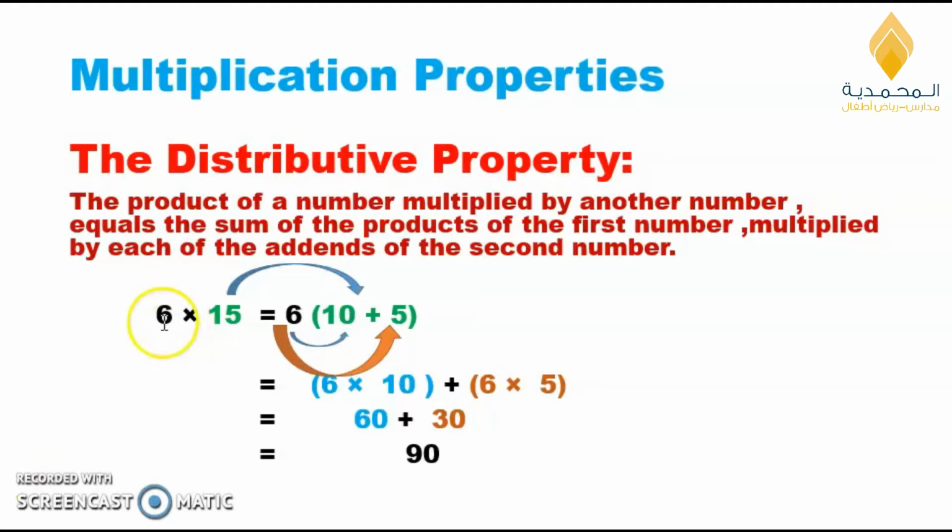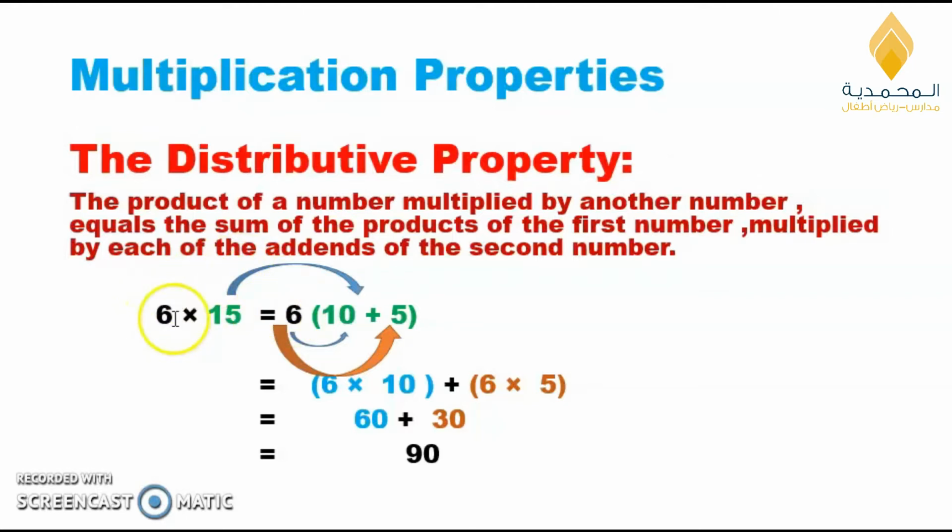For example, if we have 6 times 15, look at the 15. We're going to break it down into 10 plus 5, right? Because the place value of the 1 is 10, and the place value of 5 is 5. So 15 equals 10 plus 5. Put them between brackets, which is an important step, and multiply by 6. Just copy the 6 here.